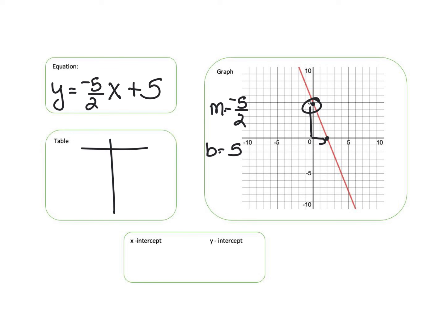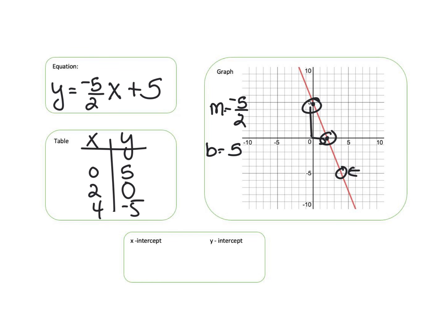I can easily make an xy table. Again, I could just look at my coordinate plane and find some points that fall directly on the line. So I see one at 0, 5, 2, 0. And this one right here looks like 4, negative 5.